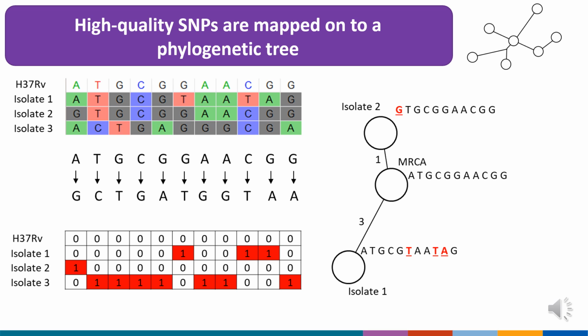Next, we can add isolate 2. This one has 1 SNP, and it's not the same SNP as any of the 3 that we've already mapped, so we will draw it coming off the MRCA on a different branch. And lastly, isolate 3 has 7 SNPs, and they are not the same as any of the others that we have already mapped, so we can draw its branch coming off the MRCA in another direction.